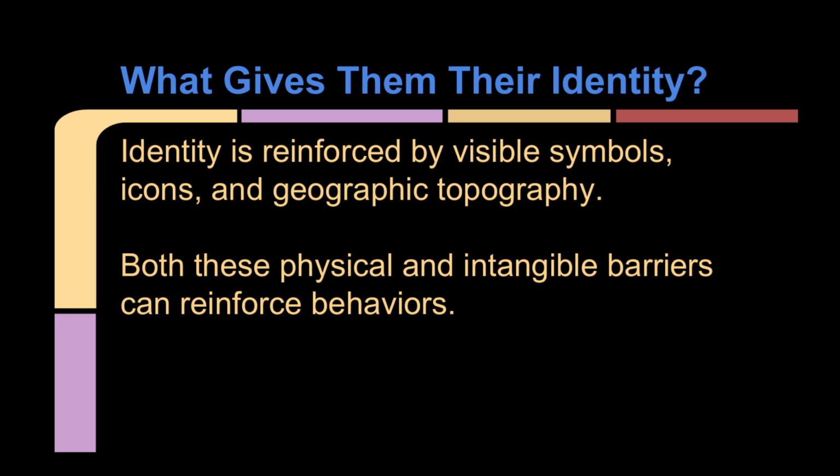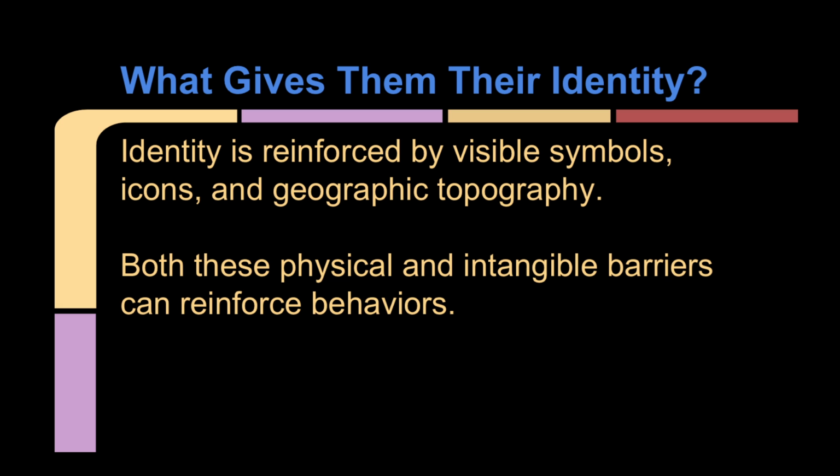And so, what are some of the visible things that make you have this identity? Some things that identity is reinforced by are visible symbols, things that represent the group and how they behave, icons, things that demonstrate the ideals or the methods in which people work, and then even geographic topography in how the city is shaped or how the environment plays a part in setting parameters in how people interact with each other. Both these physical things that we see, but then also intangible things that we might not be aware of, can reinforce or even shape our behaviors.